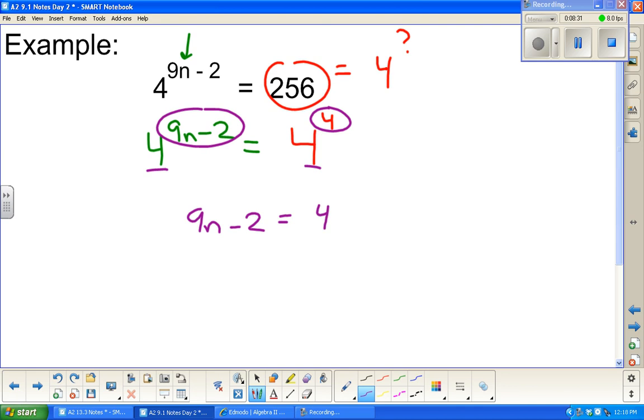Okay, so the 9n minus 2 has to be the same as 4, and if we solve that, we'll just add the 2 over, and then divide by 9. Okay, and we could reduce that down to 2/3. Okay, so n would be 2/3. That'd be our solution there.